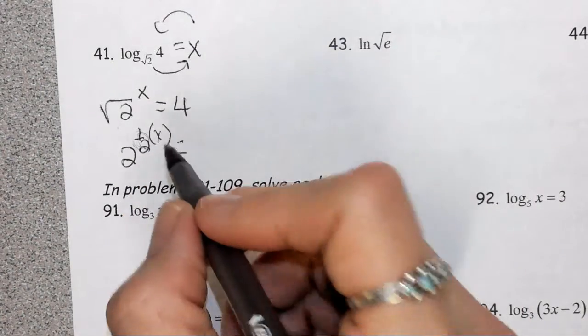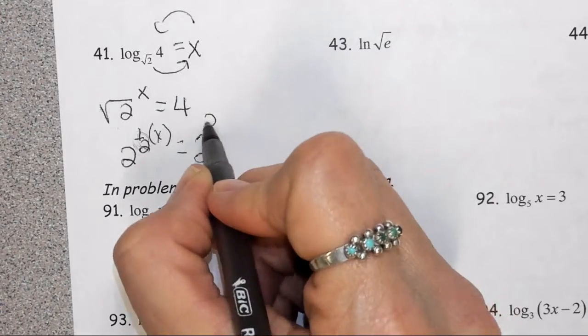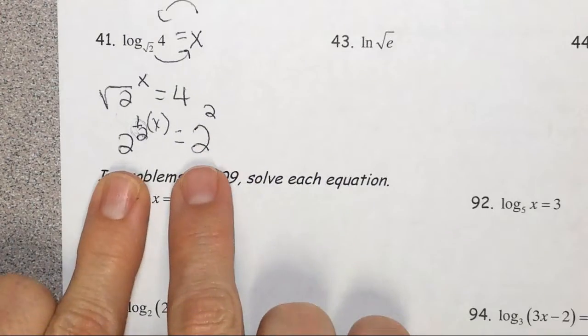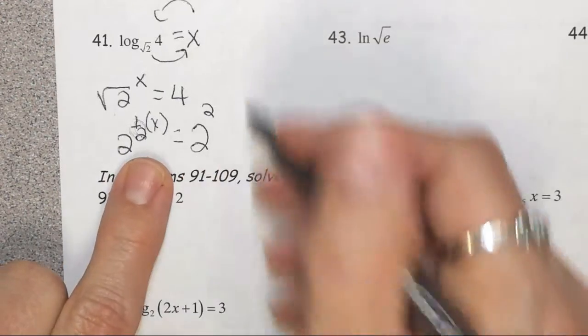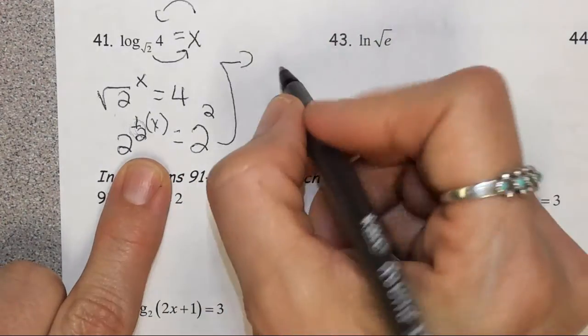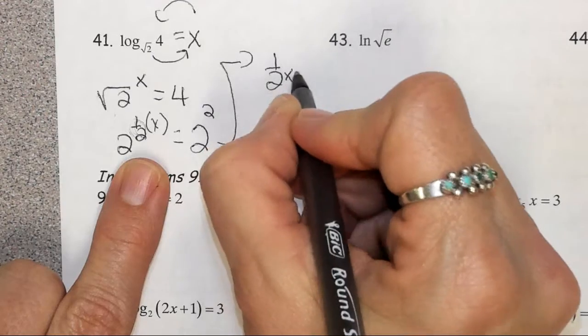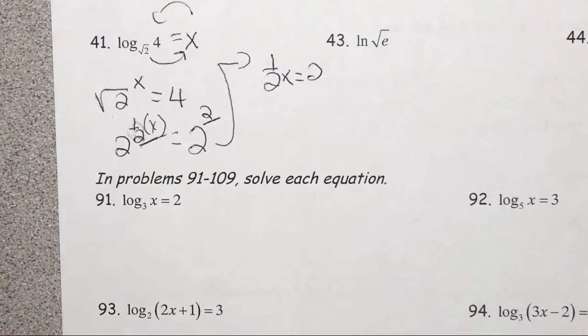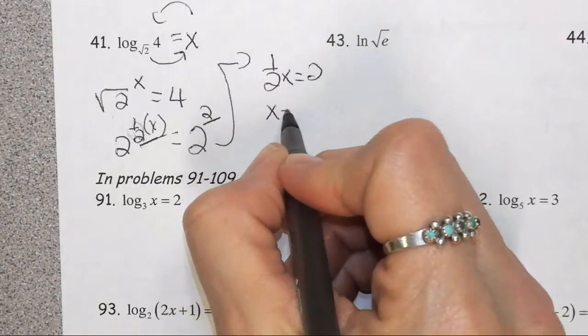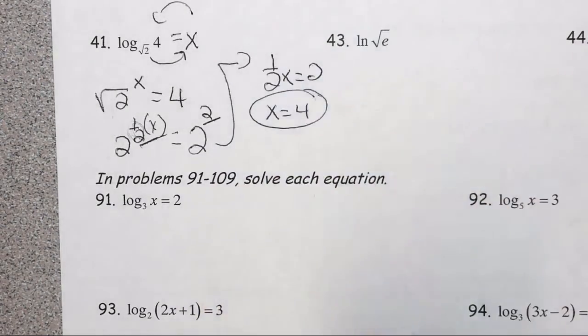How do I rewrite 4? 2 squared. Now I have the same base on both sides. So now it's just like our warm-up, just like yesterday. So I can come over here, and I'm going to write 1/2 x equals 2. I'm going to set my exponents equal. So what is x going to be? Very good. X equals 4, because 2 divided by 1/2 is 4.